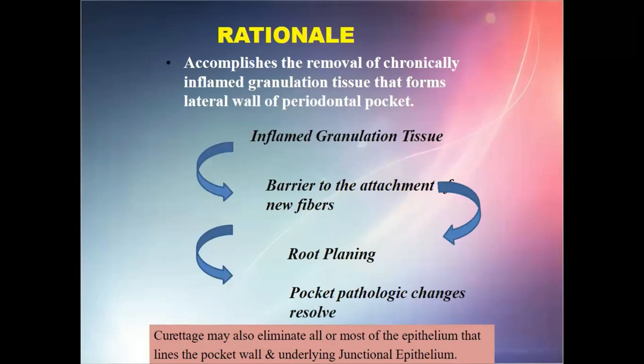Talking about the rationale of this procedure, we are trying to accomplish the removal of the chronically inflamed granulation tissue that forms the lateral wall of the pocket and is a barrier to the attachment of new fibers. With the means of root planing, the various pathological changes present in the pocket get resolved. Curettage may also eliminate all or most of the epithelium that lines the pocket wall and the underlying junctional epithelium.